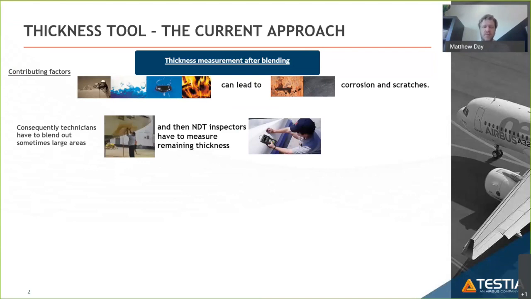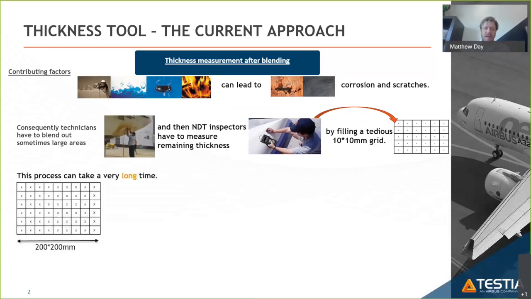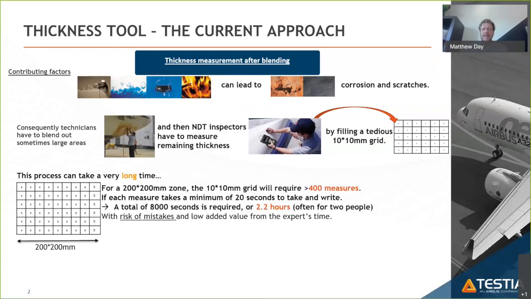And then the current approach, or traditionally, the NDT inspector will have to measure the remaining thickness of the part, usually by filling out a grid. For Airbus and the NTM, it's by filling out a 10 by 10 millimeter grid. And this process can take a very long time. So for an area of 200 millimeters by 200 millimeters, requires 400 measurement points.